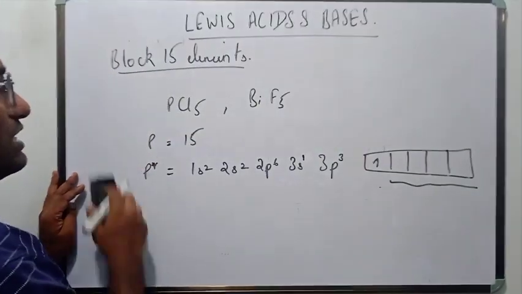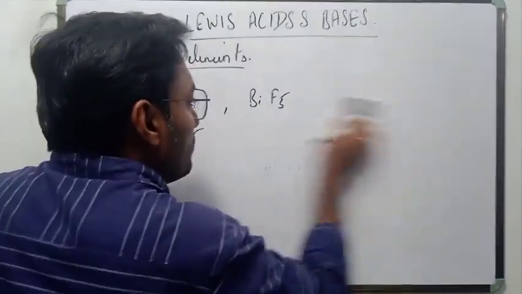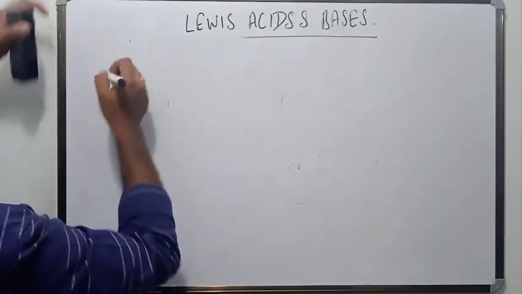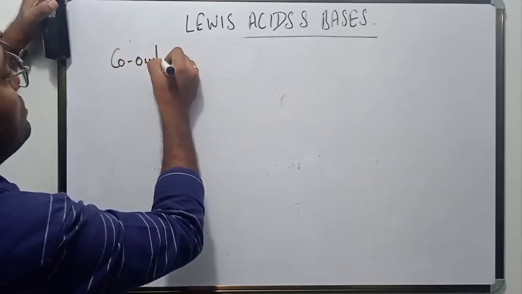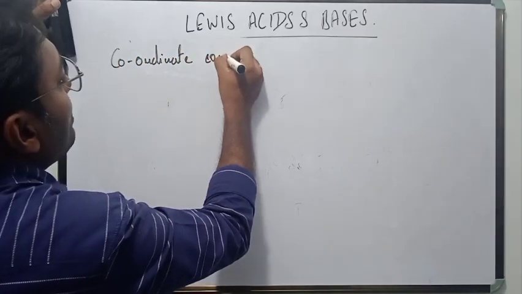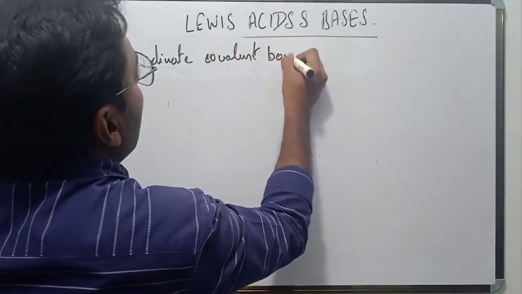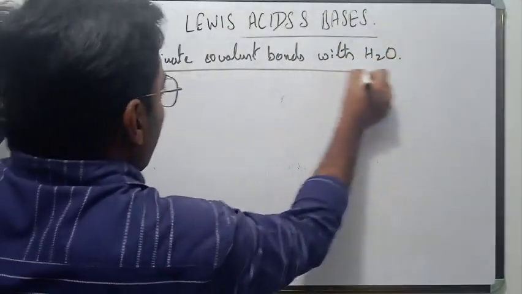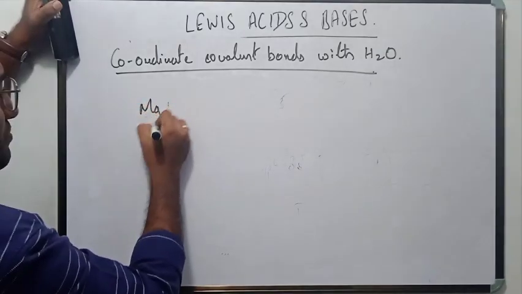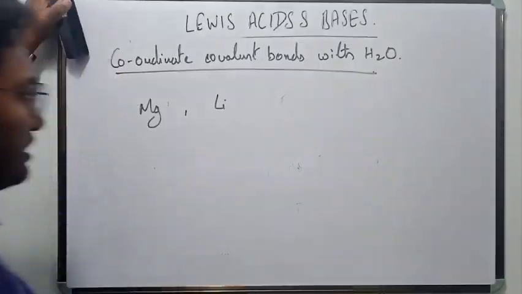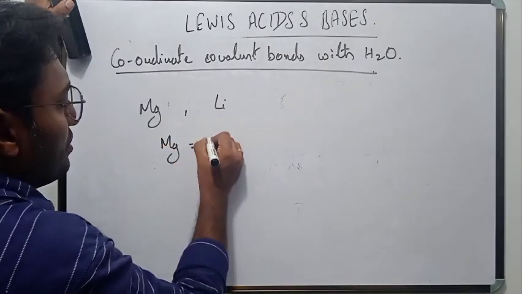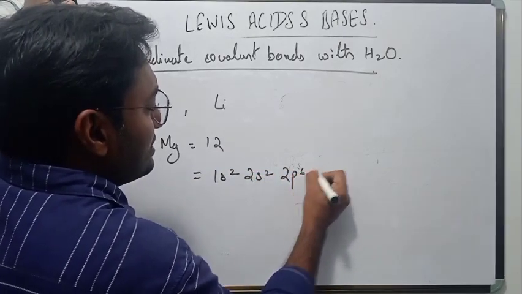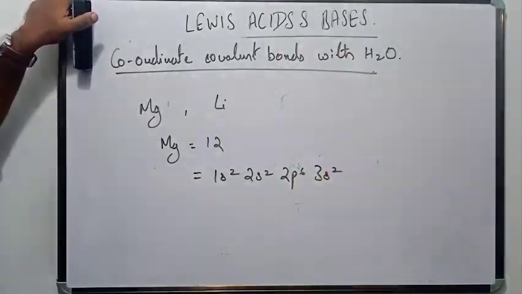Let us see another set of examples to understand this same thing again and again. Compounds that can form coordinate covalent bonds with water. Let us see which atoms can form them, magnesium. What is the atomic number of magnesium? 12. Can we write its electronic configuration? 1s2, 2s2, 2p6, 3s2, right? So how many now? 12.